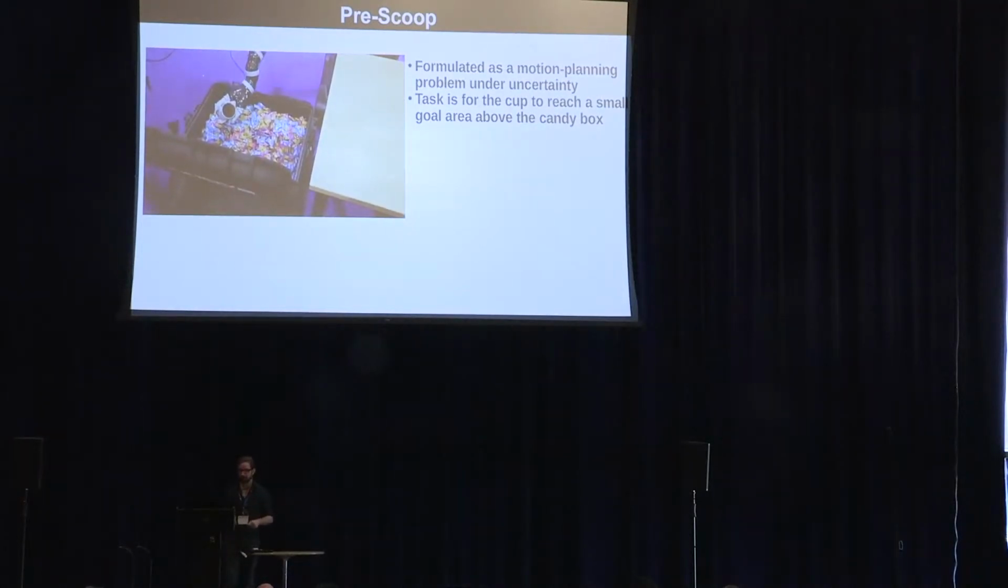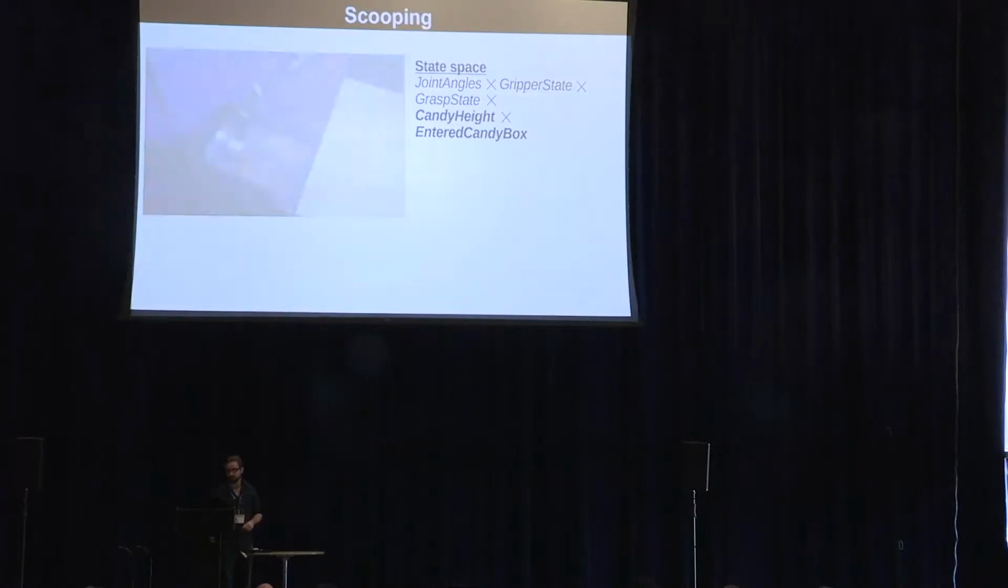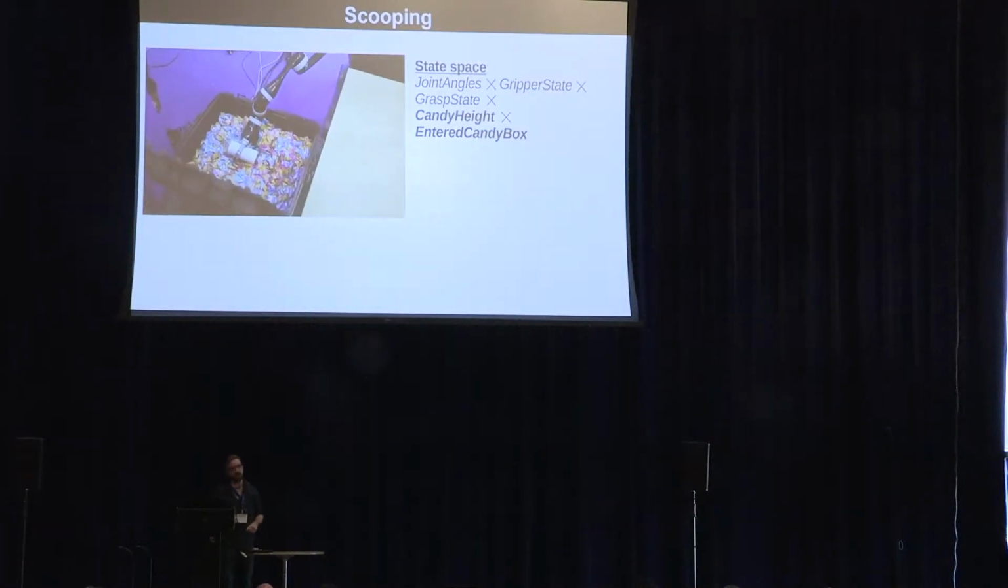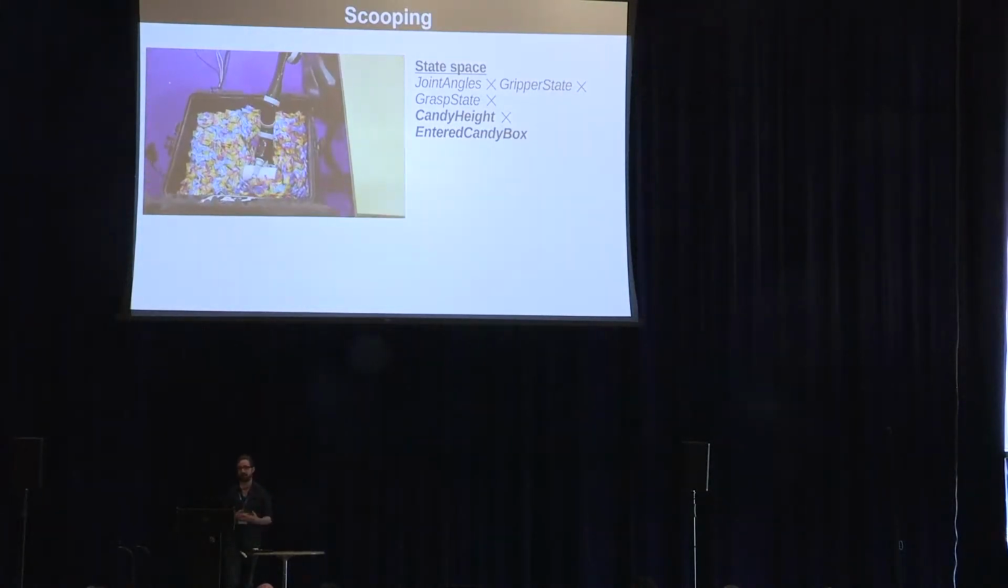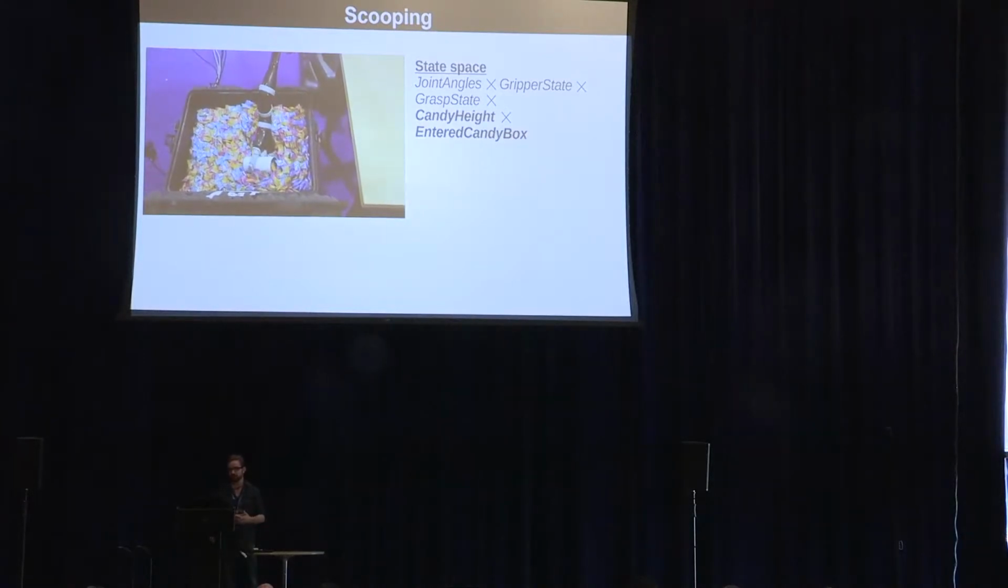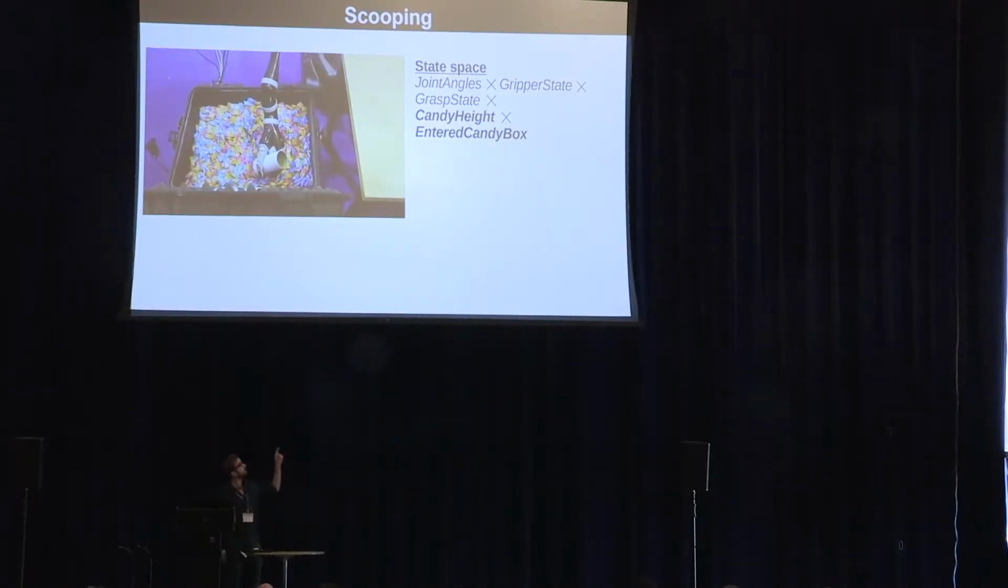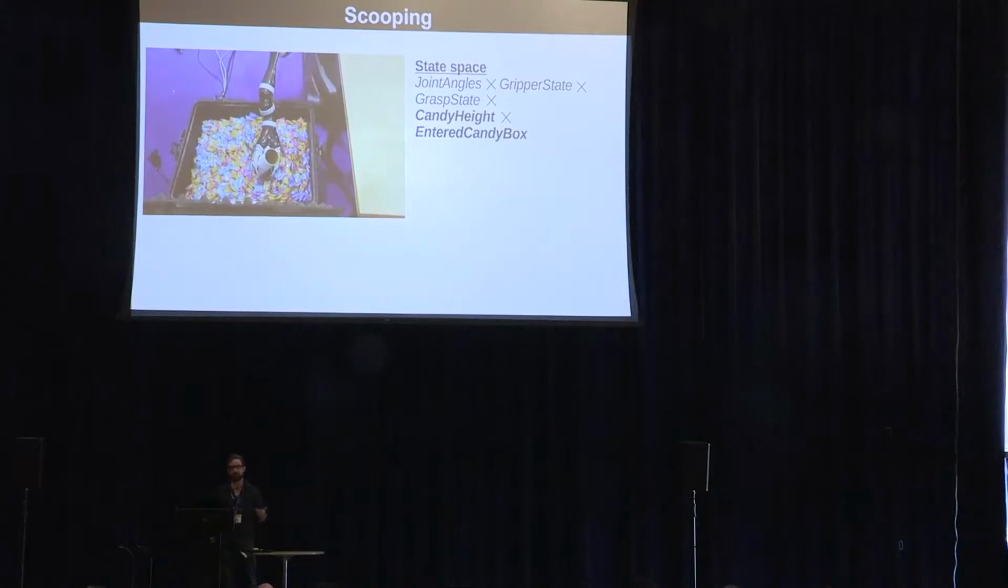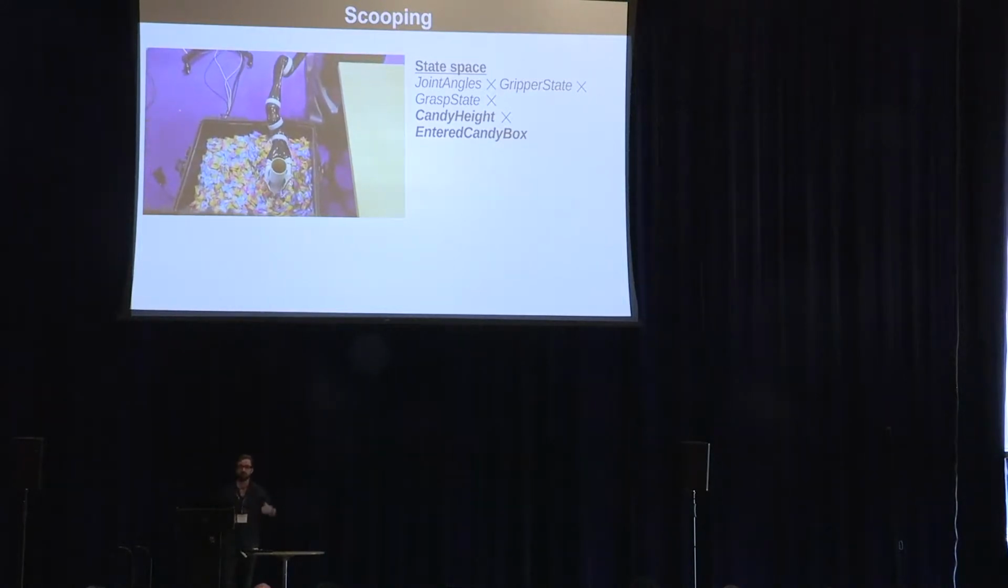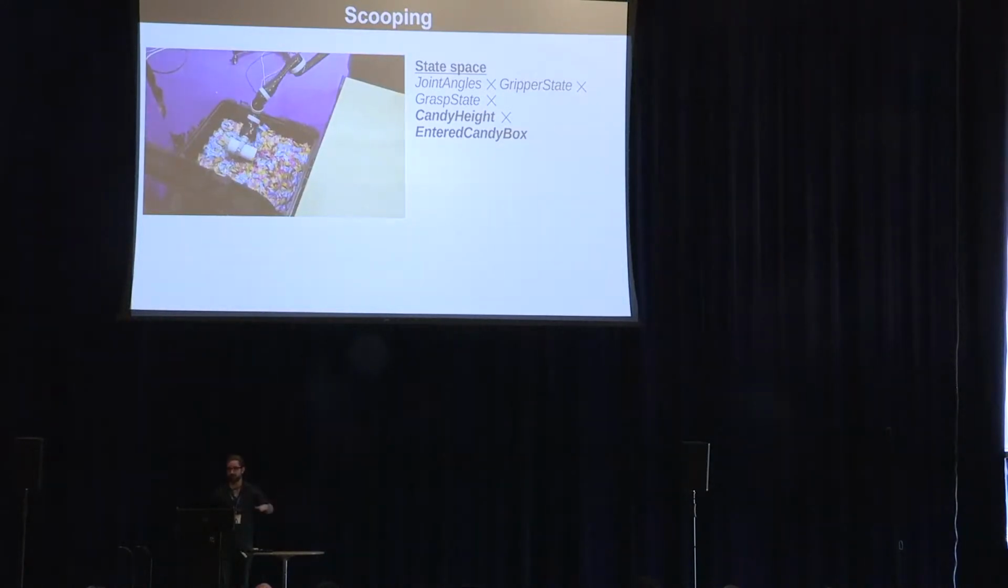Now after this, the robot has to do the actual scooping. And in order to achieve this, we extend the state space by two additional variables, where the first variable here, the candy height, is introduced to account for uncertainty in the height of the candy surface.